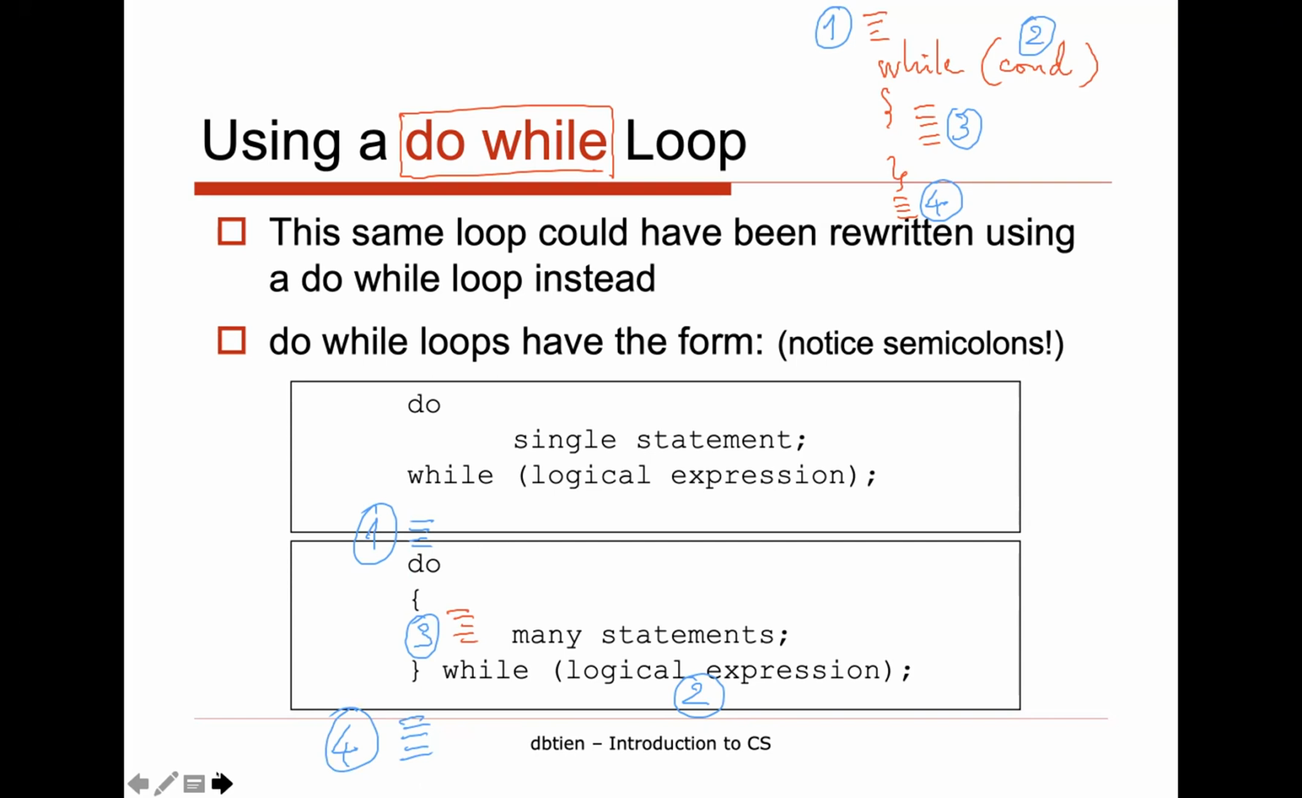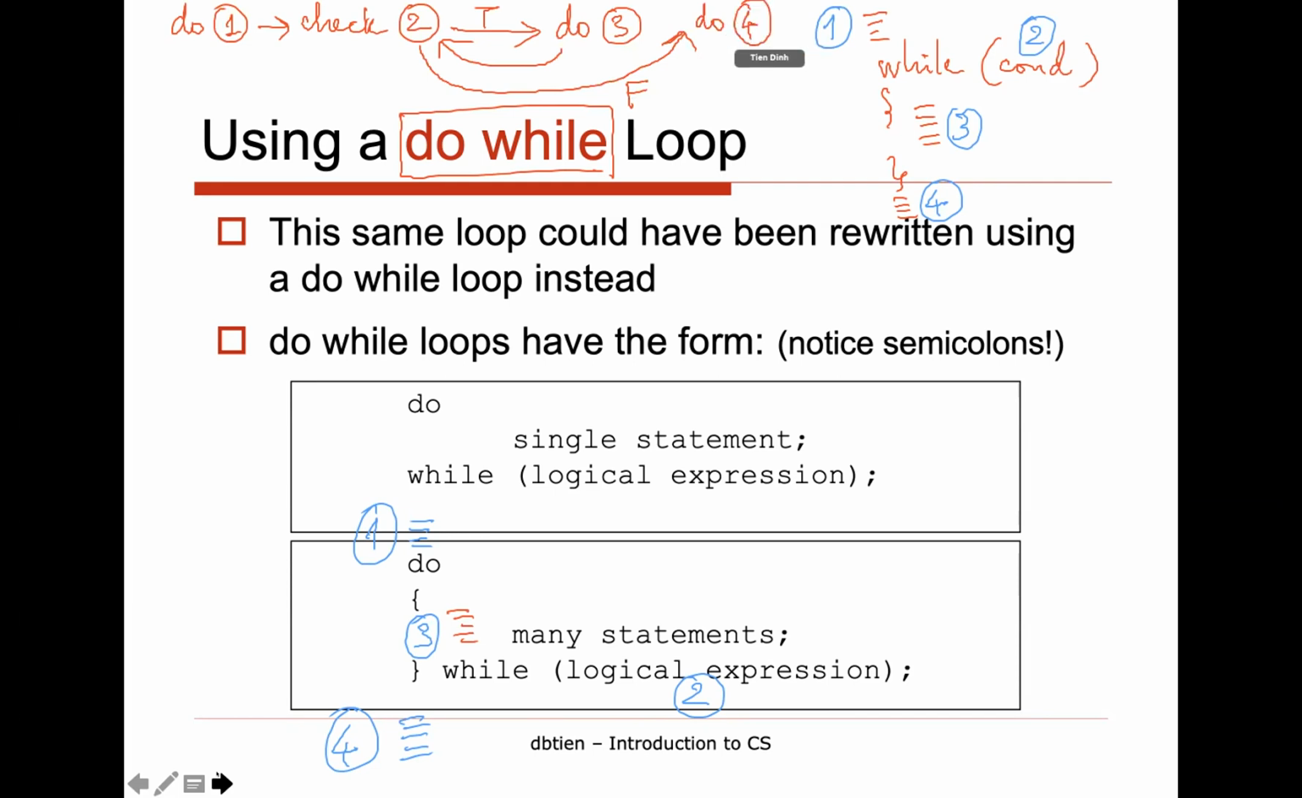So what it will do here, in the while loop, you will do number 1, then you will check number 2. If number 2 is true, you do number 3, and then you come back to number 2. If true, do number 3 again, and until number 2 is false, then you do number 4. This is the way it works for the while loop.